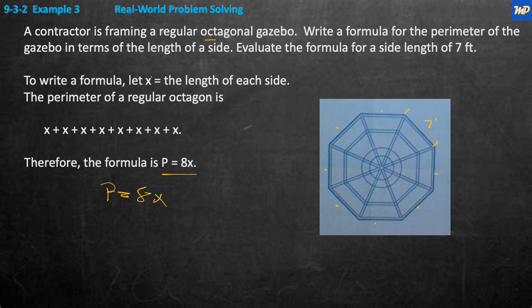And given that 7 is the length of x, we now know that the perimeter of this thing is going to be P is equal to 8 times 7. And that's going to be equal to 56. Okay?